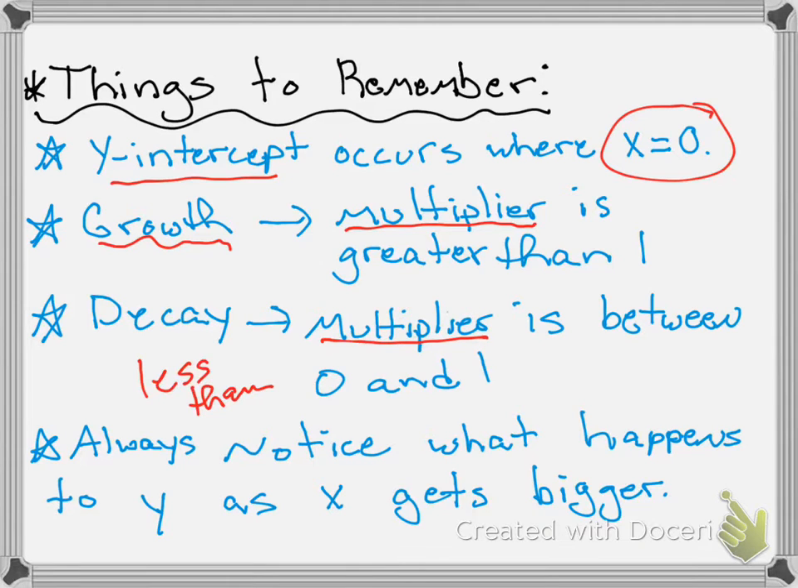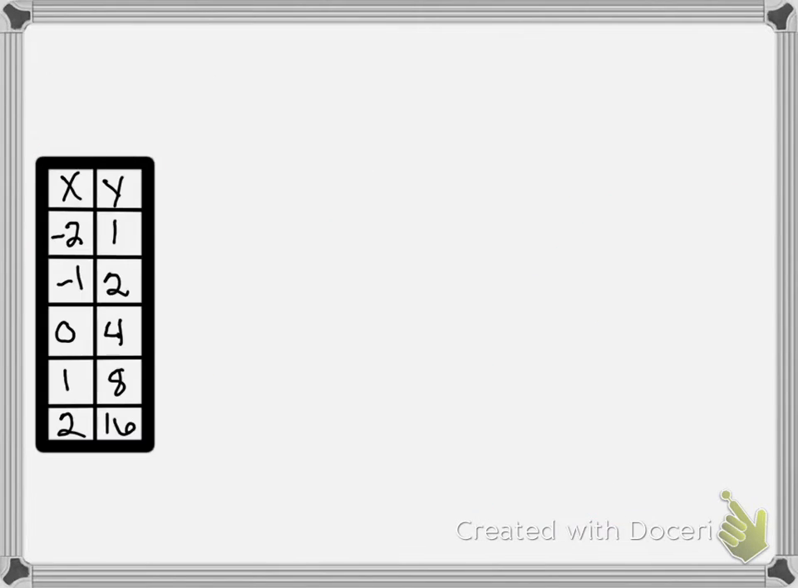So let's do a couple of really basic ones first. So on this first one, as the x values are getting bigger, look at what the y values are doing. They are also getting bigger. So this table is showing exponential growth, okay? Now, to make the equation, we've got to have two things. We've got to have a and we've got to have b.